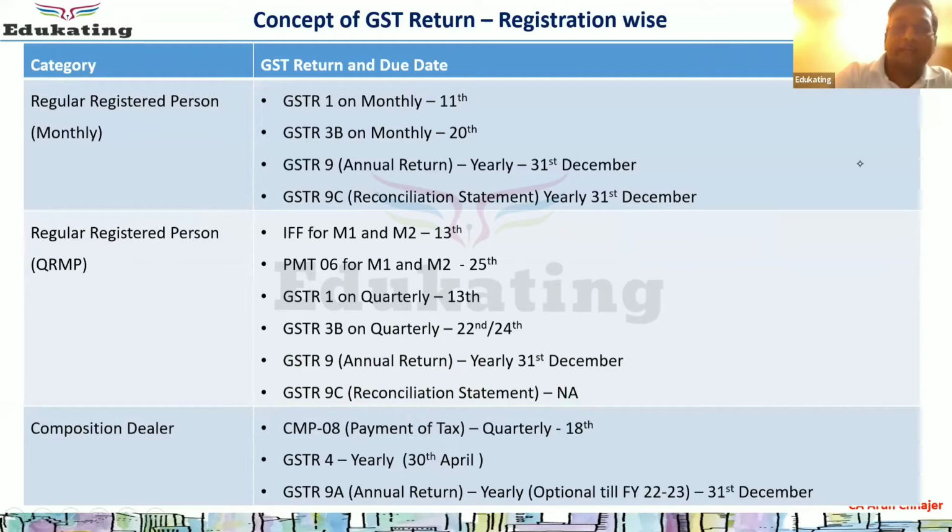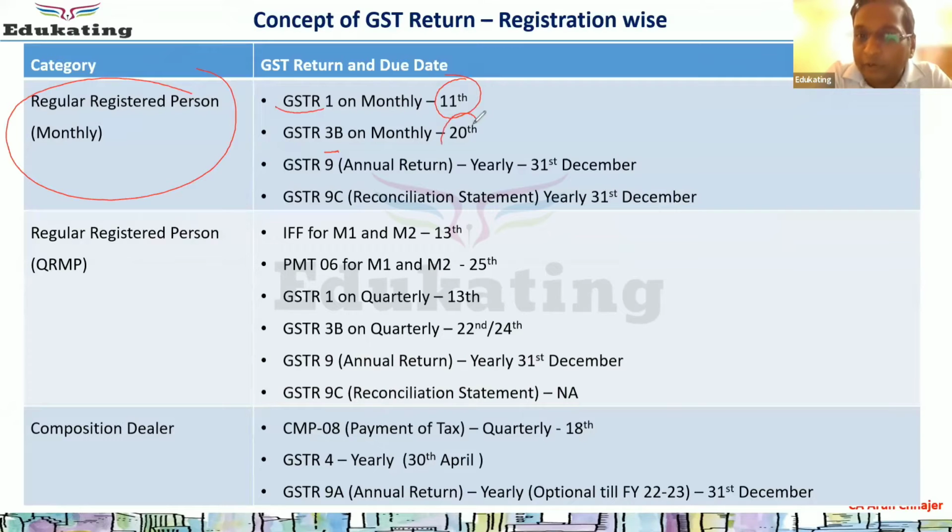So first, let me see if it is a regular registered person. So I have taken the registration under regular category and my frequency is monthly. Then which return will I file? GSTR1 on monthly basis. The due date is 11th after the end of the month. GSTR3B, the due date would be 20th.